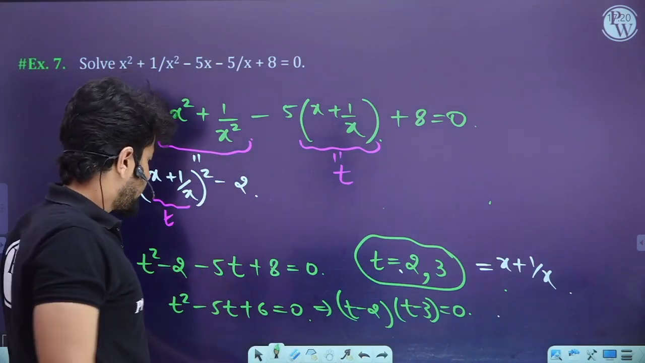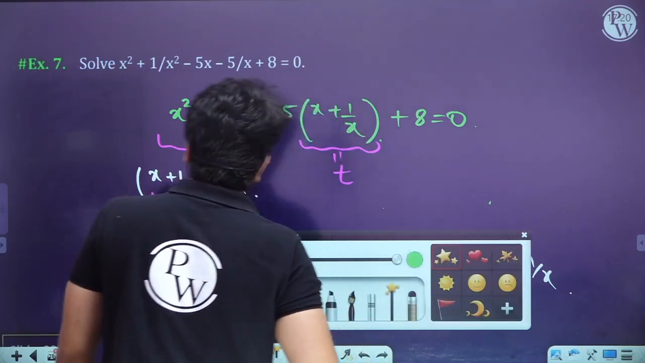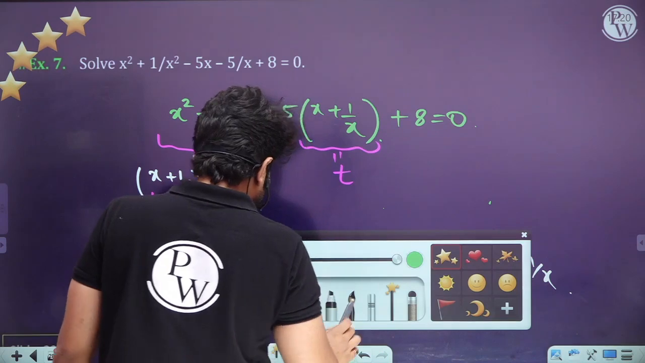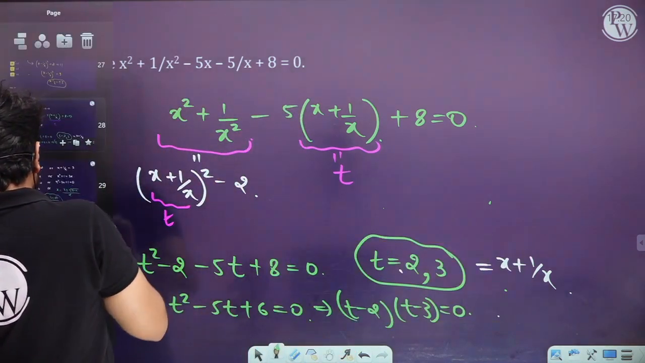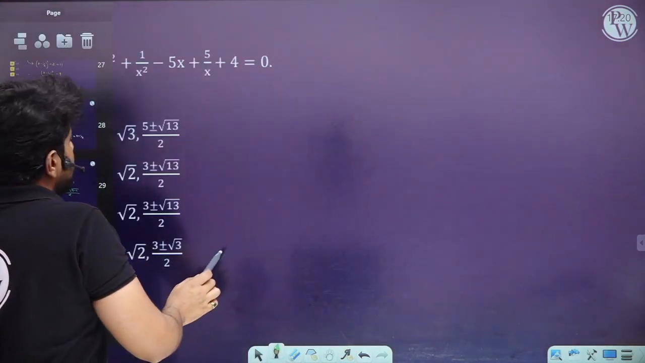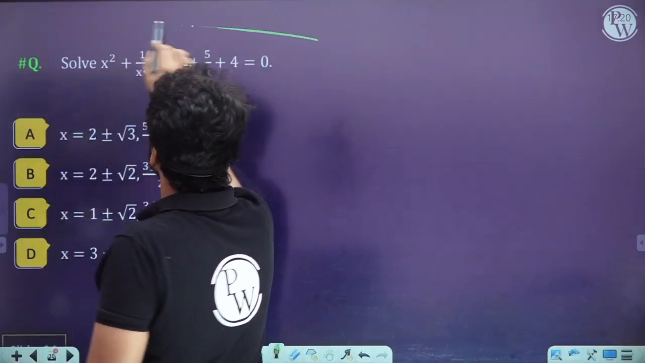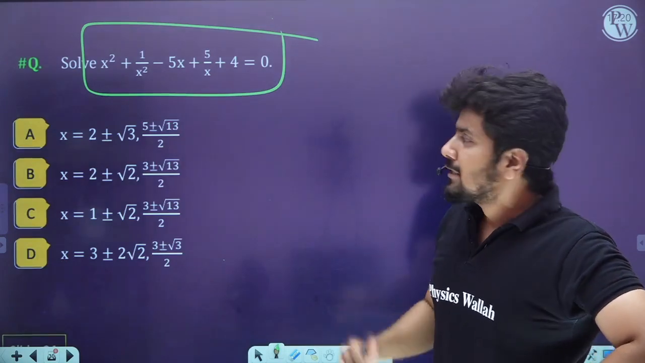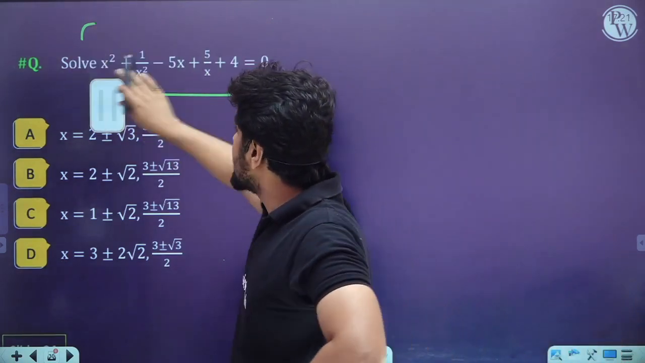Very, very important. You can put some stars over it. You should be able to solve these types of equations. I'm going to give you a homework question on it. So everyone, please try this homework question. This is a very similar type of equation. The only difference is, let me give you a hint over here.